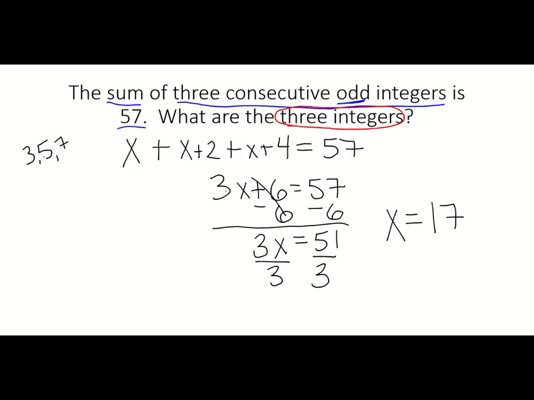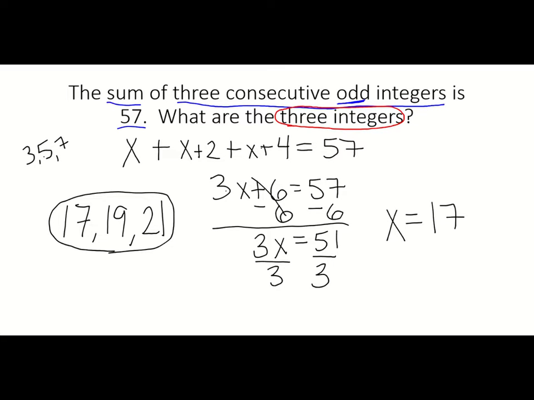Now again, I'm not going to circle 17. That's not my answer. My answer are what are the 3 integers. So 17 is our first odd number. The next odd number would be 19 and then 21.